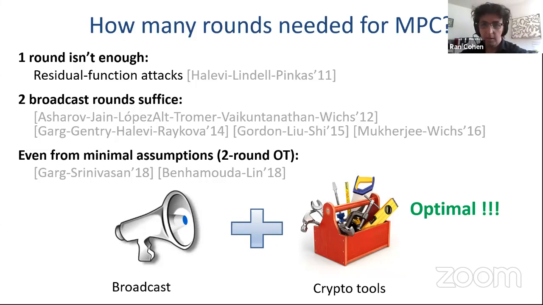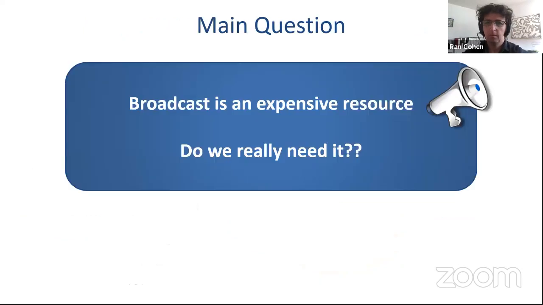So we're optimal in the sense of a cryptographic assumption, but a broadcast channel is a strong assumption on the communication level. And the question that we ask is whether we are also optimal in that sense. Or stated differently, do we really need the ability to broadcast in order to compute any function in two rounds?